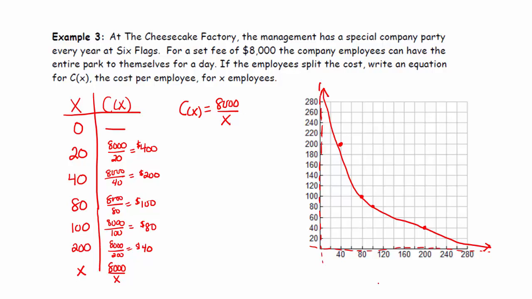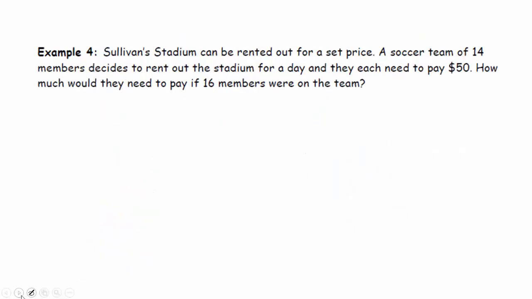Let's do one more quick example. Sullivan Stadium can be rented out for a set price. So kind of like the Six Flags problem we just did, except we don't know the price. A soccer team of 14 members decides to rent out the stadium for a day, and they each need to pay $50. All right, well, let's just figure out how much the stadium costs. How would we do that?